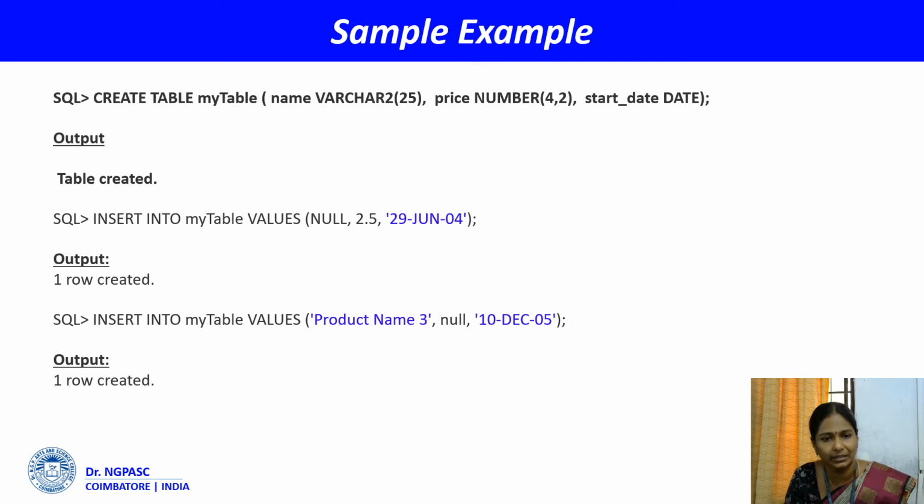After creating the table, you insert the values into the table by using the insert query, that is, insert into table name values. First you can give the null value. If you don't know the name of the particular person in my table, you can give the value as null. Comma, next you give the price 2.5, and the date must be enclosed within single quotes. You give 29-June-04.